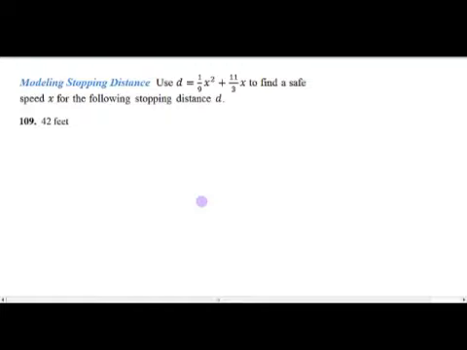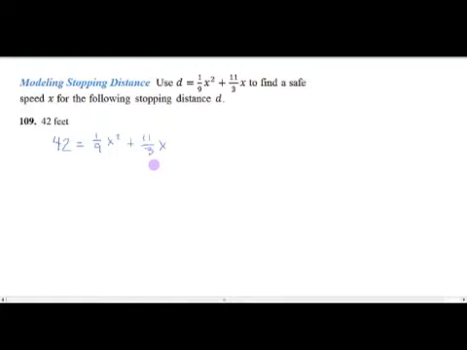Modeling stopping distance. Use d equals 1/9 x squared plus 11/3 x to find a safe speed x for the following stopping distance d. So they've given us a d value. That means we'll just put that in for d in the equation. So 42 is 1/9 x squared plus 11/3 x. And we want to try and solve this.